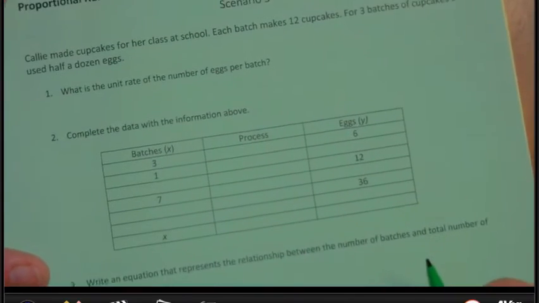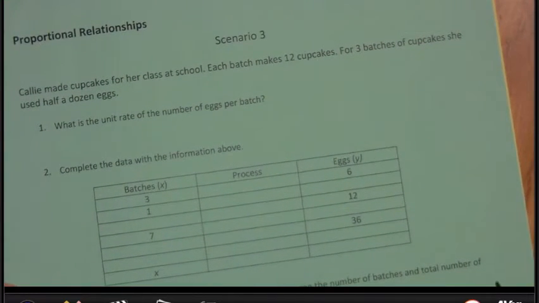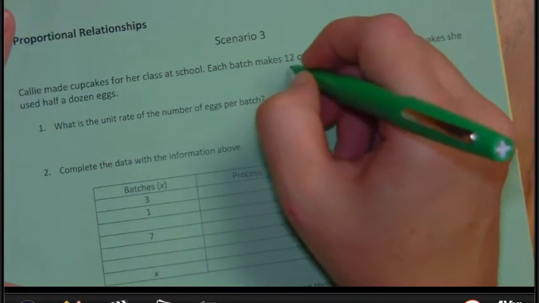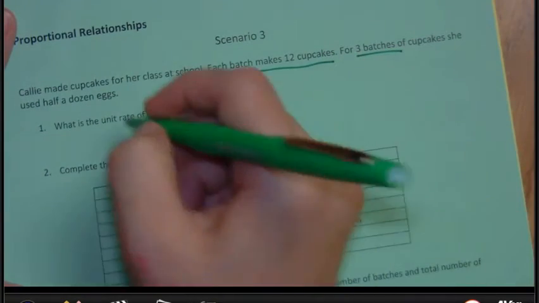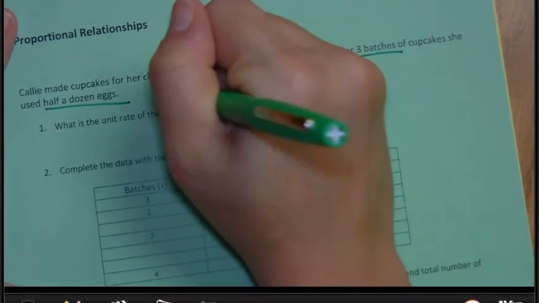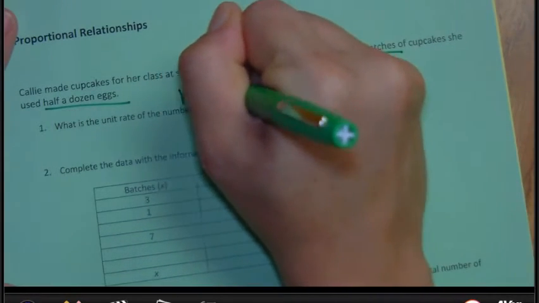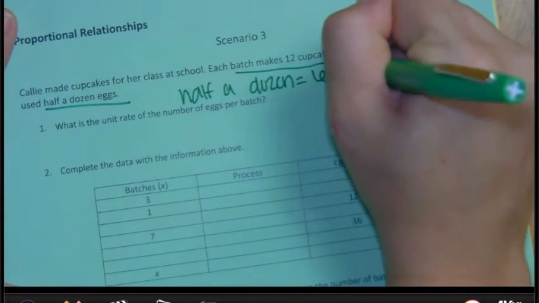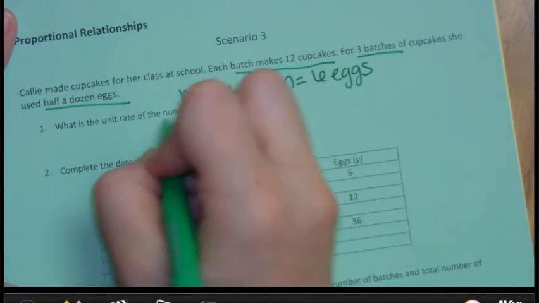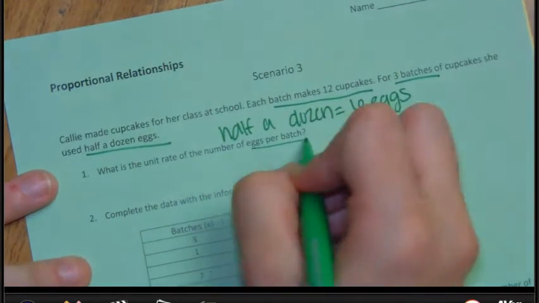All right, scenario number 3. Kelly made cupcakes at her school. Each batch makes 12 cupcakes. So each batch makes 12. For 3 batches of cupcakes, she used half a dozen of eggs. Well, I need to stop and think. Half a dozen is equal to 6 eggs. Okay. What is the unit rate of the number of eggs per batch?